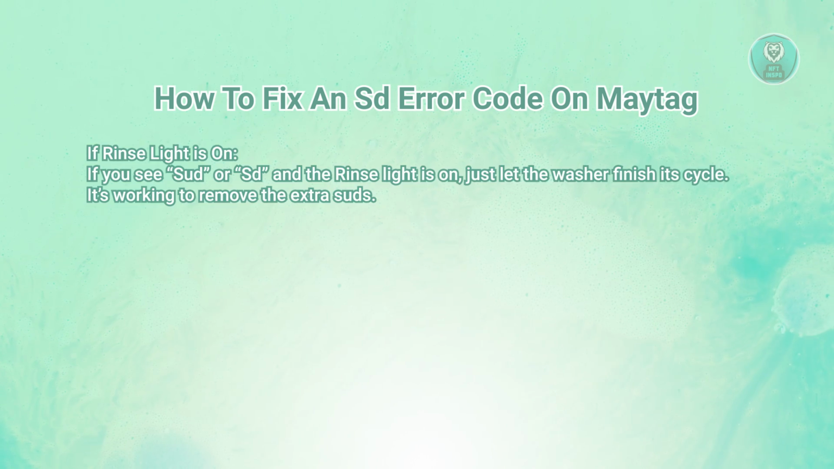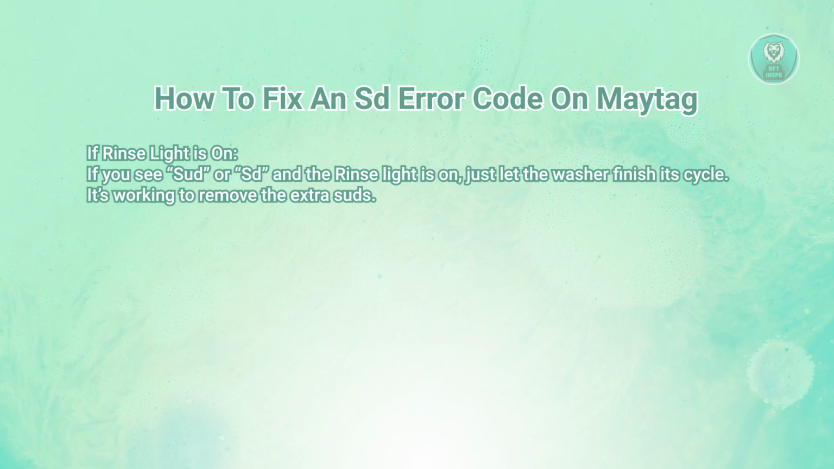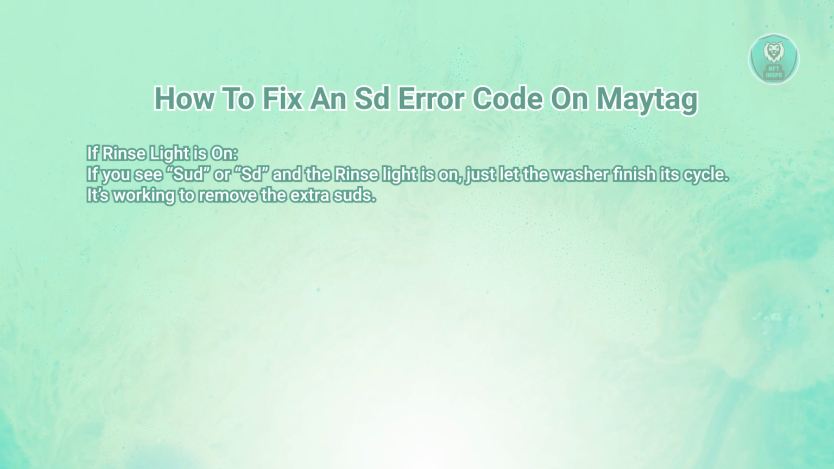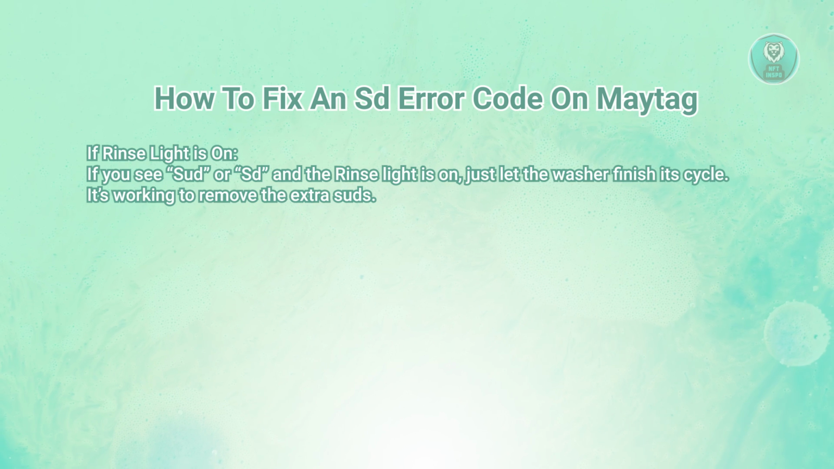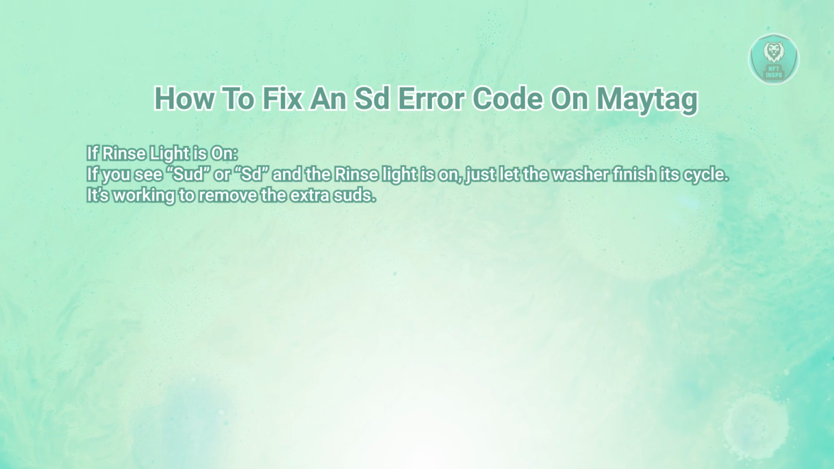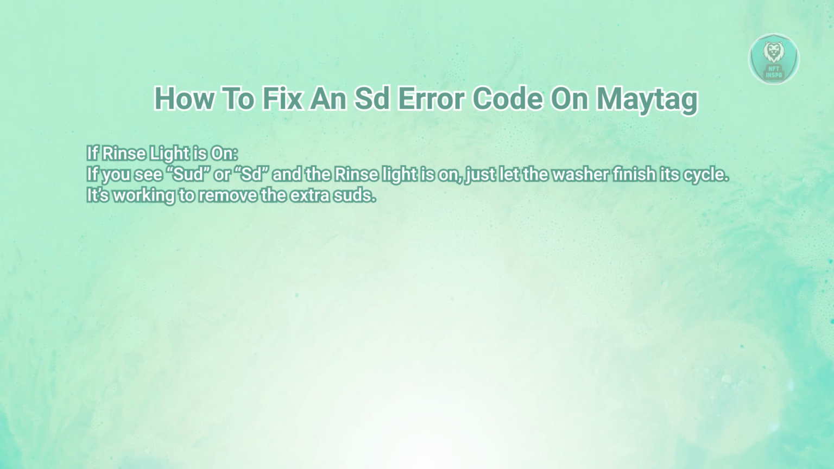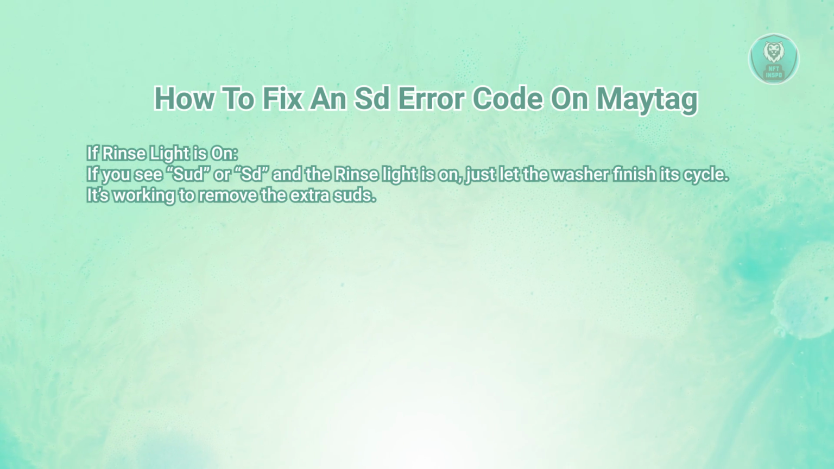So first, you want to check the rinse status light. Now if you see the SUD or SD with the rinse status light on, it means the washer is currently working to remove excess suds. So allow the cycle to complete, as it should handle the suds removal process.